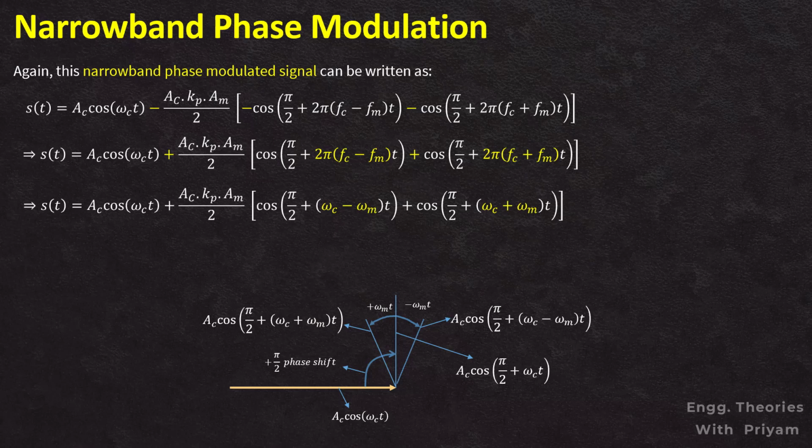The amplitude of the phasor Ac cos(π/2 + (ωc + ωm)t) will be replaced by Kp Am Ac divided by 2, and this phasor will become Kp Am Ac/2 cos(π/2 + (ωc + ωm)t), representing the upper sideband. Similarly, we can replace the amplitude of this vector by Kp Am Ac divided by 2, which will represent the lower sideband, and this vector will become Kp Am Ac/2 cos(π/2 + (ωc − ωm)t), and this will represent a lower sideband having the amplitude Kp Am Ac divided by 2.